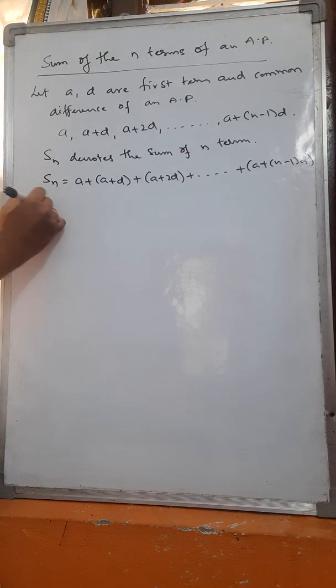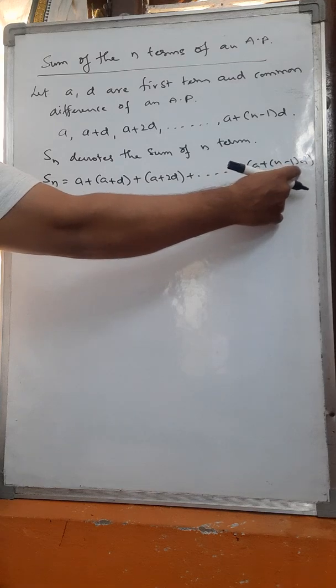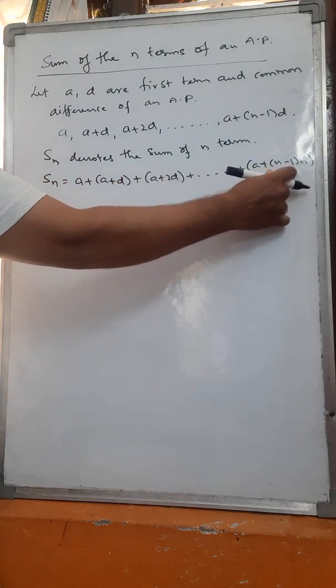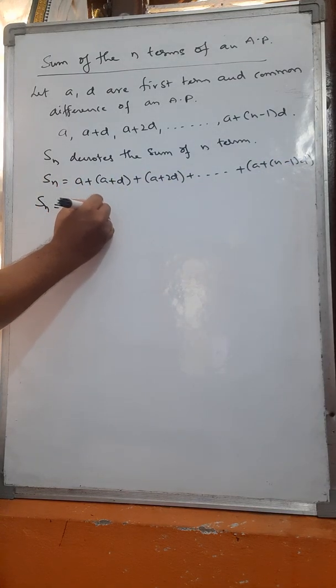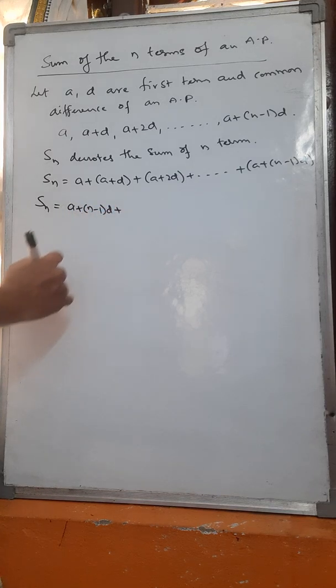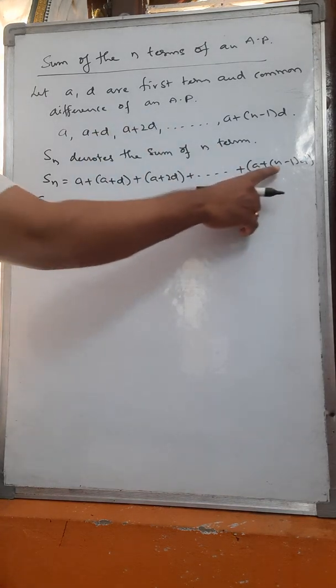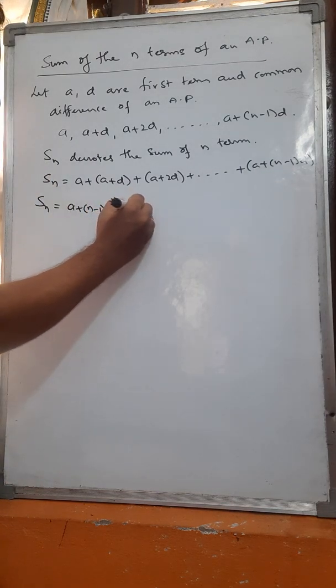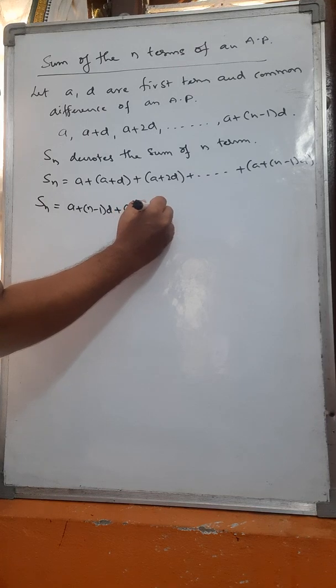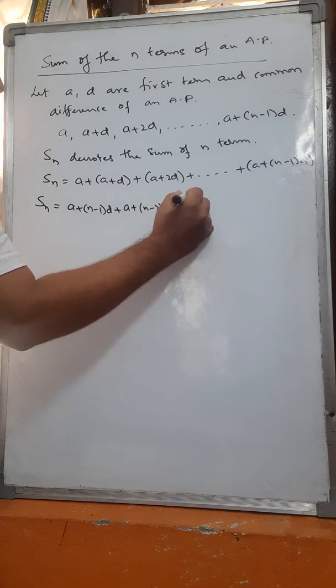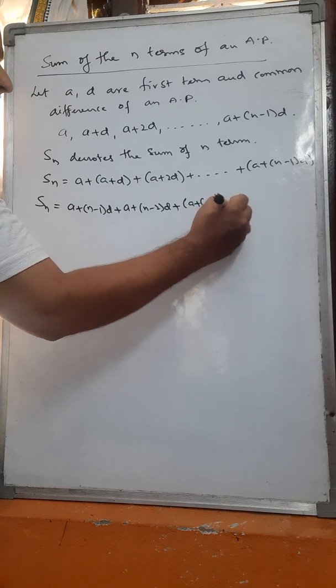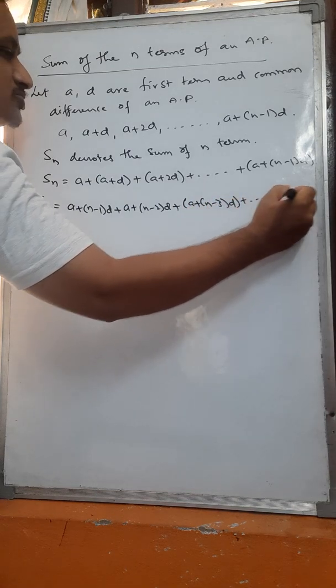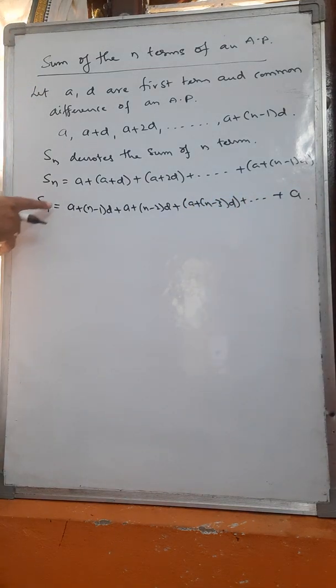Now I am taking Sn in reverse, starting with the last term: A plus n minus 1 into D, plus the term before it, which is A plus n minus 2 into D, plus A plus n minus 3 into D, and so on. The last term becomes A. This is also the sum of the n terms, but in reverse order.